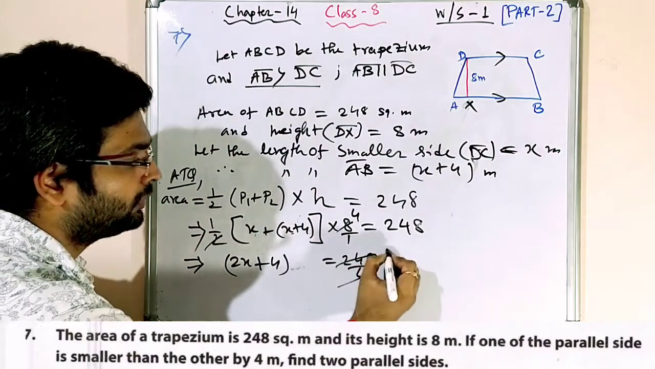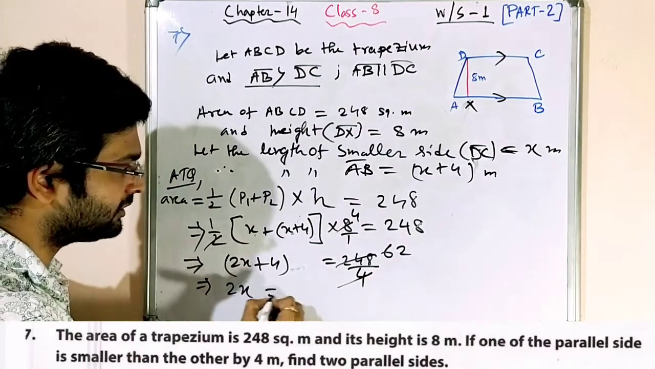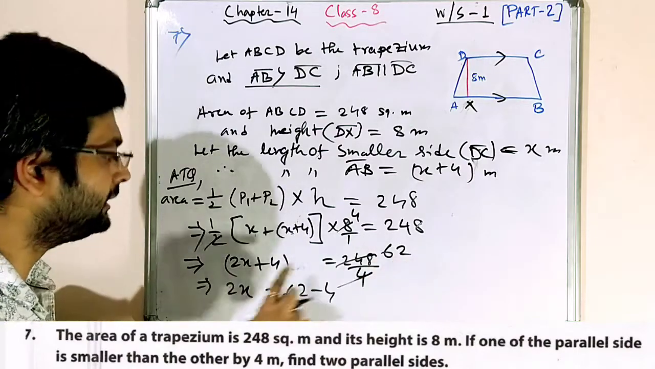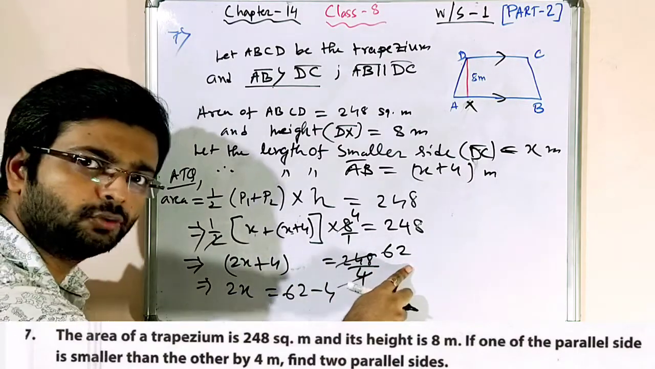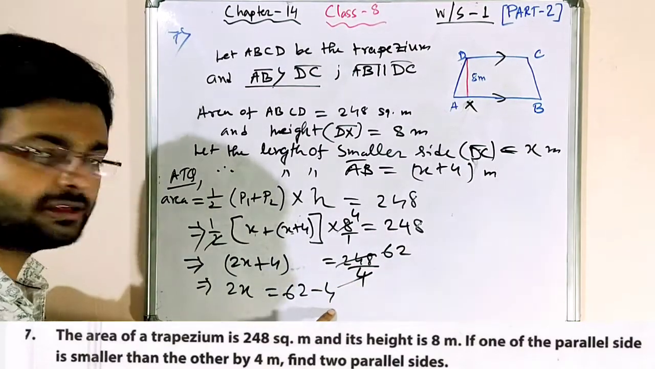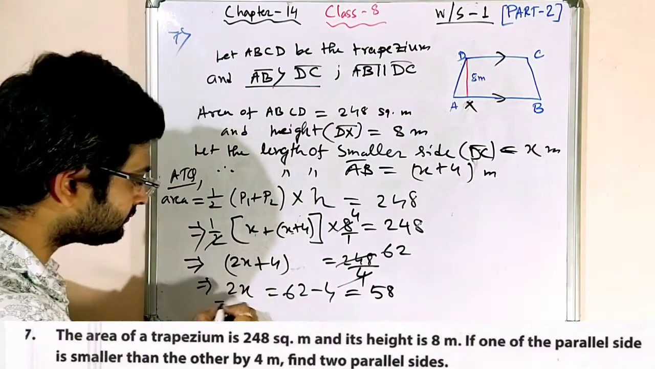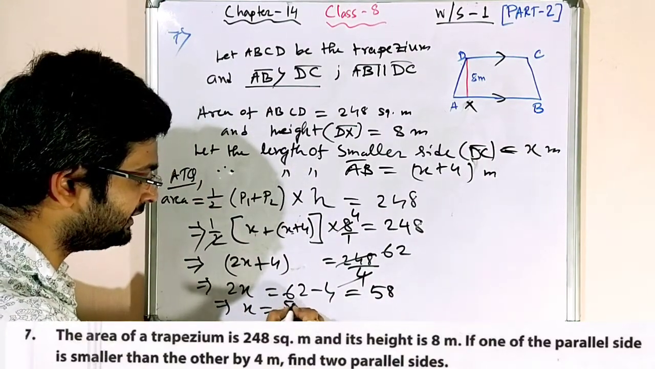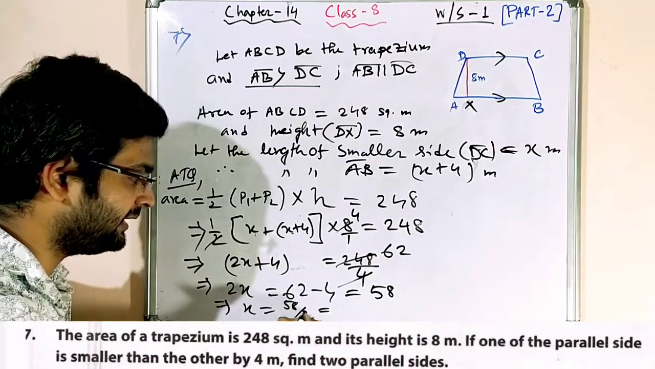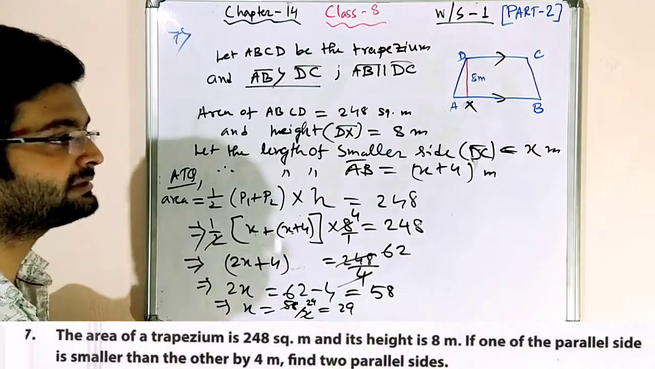So 62 equals 2X plus 4. So 2X equals 62, and transposing this side, minus 4, you get 58. So X equals 58 divided by 2, because into here transposed means divide. So 29 is the smaller side.